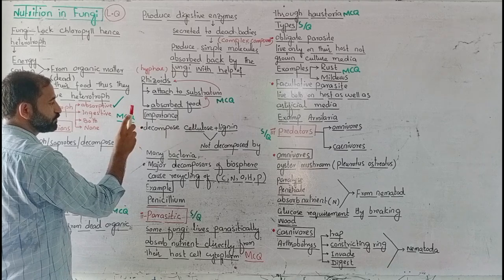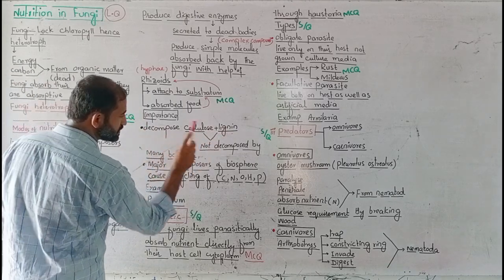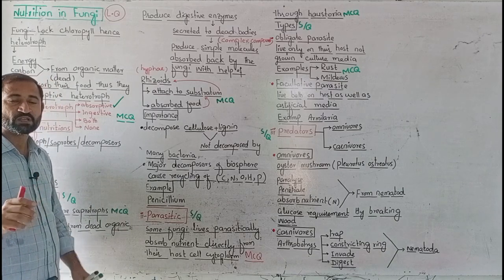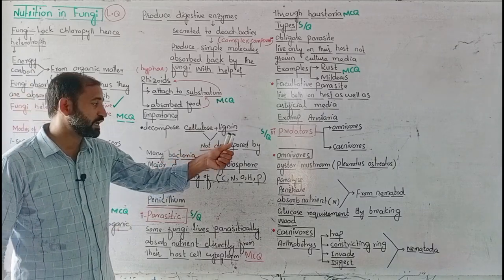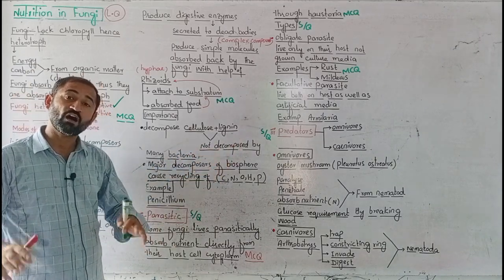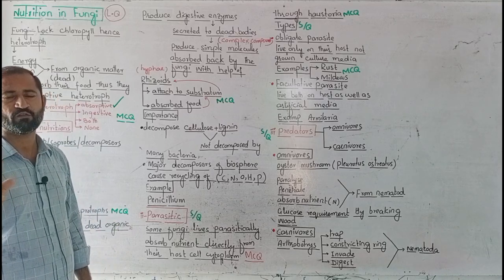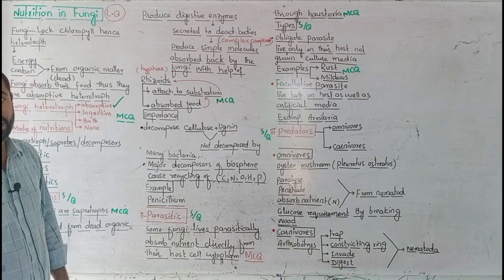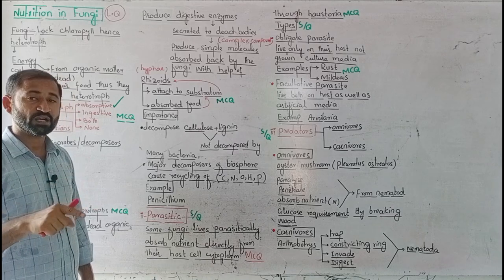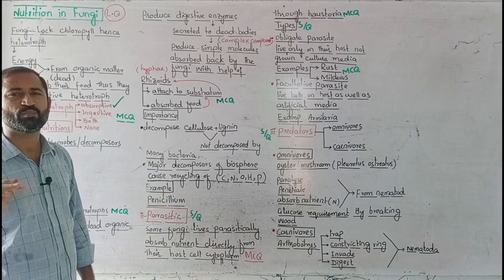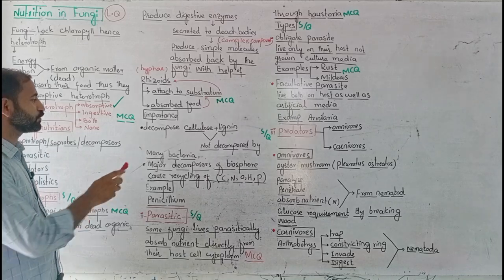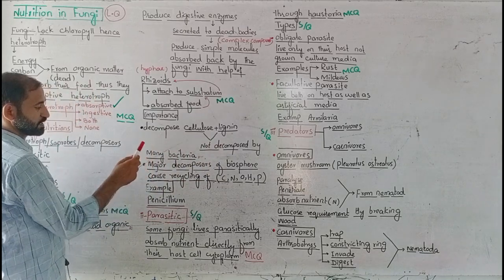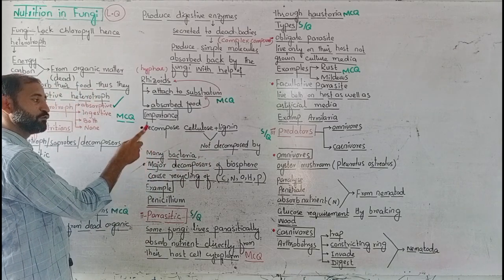When they perform the function of decomposer, they decompose cellulose and lignin, and we know that cellulose and lignin are present in the cell wall of plants. Cellulose and lignin are not decomposed by all bacteria. There are only some types of bacteria that are able to decompose the lignin and cellulose present in the cell wall of plants, but cellulose and lignin can easily be broken down by fungi.